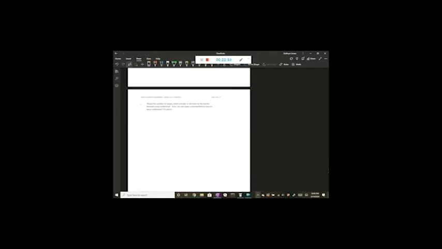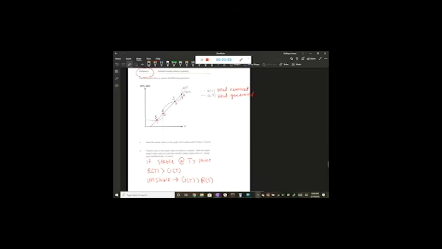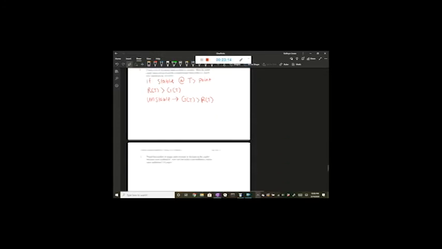Now, for part C, it's asking, would the number of steady states increase or decrease as the reactor becomes more isothermal? How can one make a non-isothermal reactor more isothermal? So let's talk about what changes on this graph.